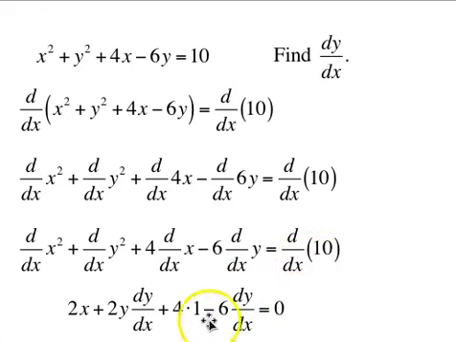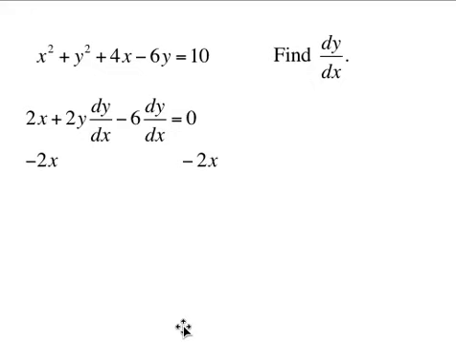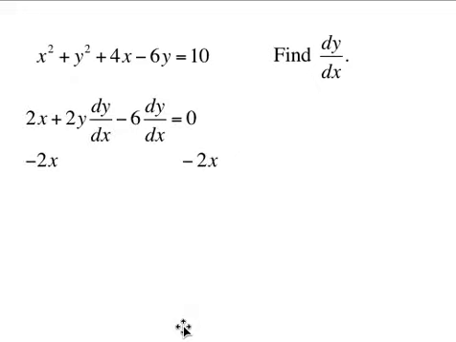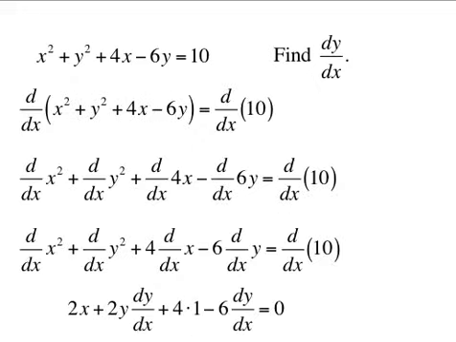Now my goal is to solve for dy dx. So I'm going to want to have all the dy dx on one side, on the left side. Anything that doesn't have a dy dx is going to have to be moved to the right side. So I will have to subtract 2x and subtract 4 from both sides to isolate the dy dx on the left side. So subtracting 2x from both sides, looks like I've made an error here, I will fix.